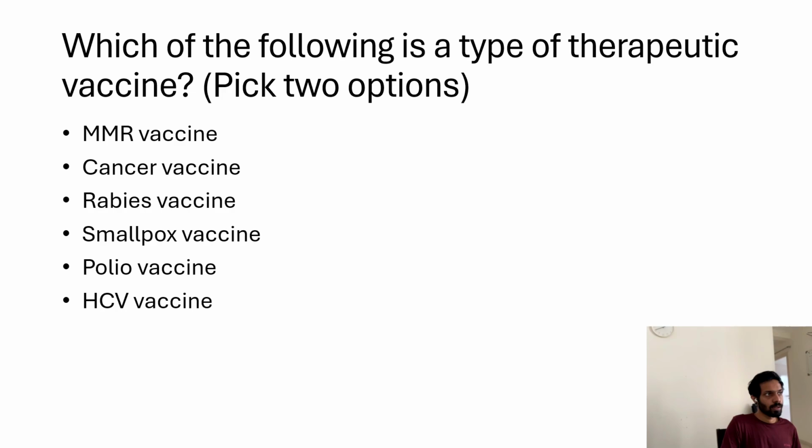Okay. The next question reads: which of the following is a type of therapeutic vaccine? Two options are correct here. MMR, cancer vaccine. Yeah, cancer vaccine is one of the therapeutic vaccines. What is a therapeutic vaccine? Something that you give before or after? After the disease. Yeah. So cancer vaccine is one of the therapeutic vaccines. What is the other therapeutic vaccine? There's one more here. MMR, rabies, smallpox, polio, HCV.